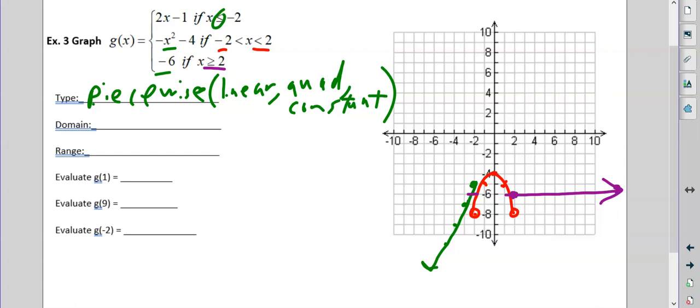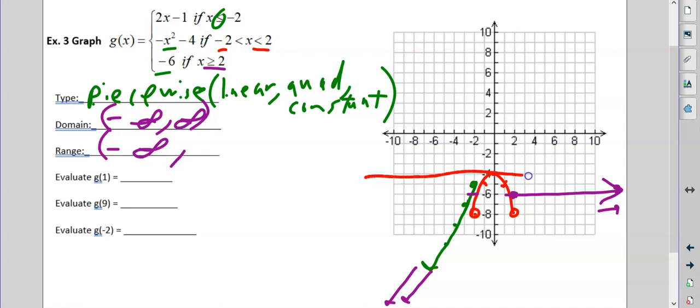So the domain. Over here, we're going to continue going left. Over here, we're going to continue going right. So that's -infinity to +infinity. Range. This is going to continue to go down toward -infinity. That's easy. How high is it going to go? Well, it tops out right there at 4. And it hits 4, so we use a bracket.